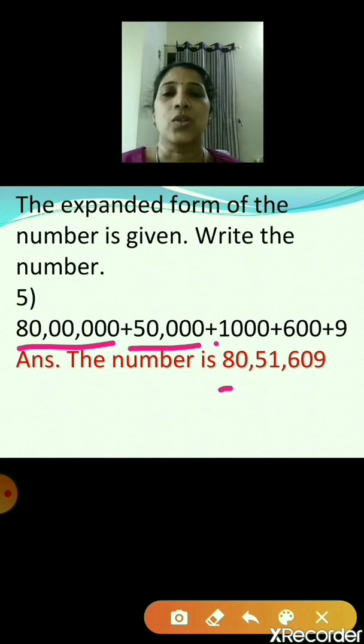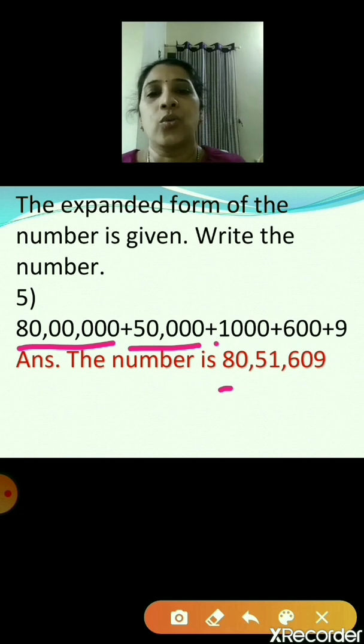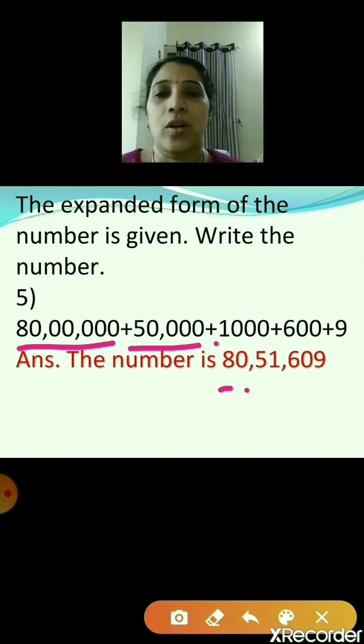So if you see children, the first part was having 80 lakhs and the next number is directly 50,000. So between 10 lakh and 10,000 there is a lakh place for which the number is not given. So you will write it as 0 over here. So next what we had seen, it is 50,000. So 5 will come as the next number.